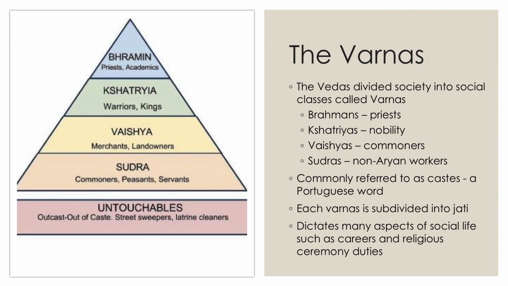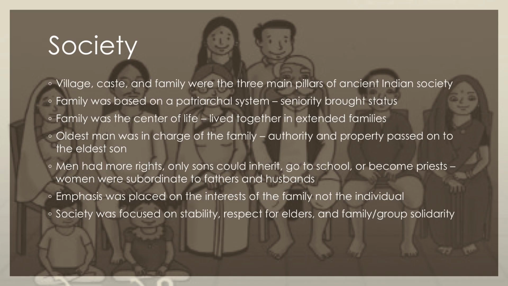These classes dictate many aspects of social life and can influence everything from careers to the location that you would stand or participate in a religious ceremony. Ancient Indian society revolved around three main pillars: the village, the caste, and the family.